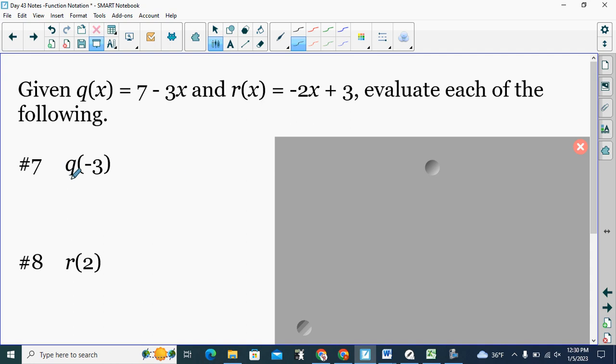Number 7 asks for q of negative 3. So we're going to q of x and we're replacing the x with a negative 3. 7 minus 3 times negative 3. Looks like we have this subtraction and then multiplication. Remember order of operations. Parentheses, exponents, multiply and divide, add and subtract. We multiply before we subtract. So I need to do negative 3 times negative 3. Negative times negative is positive 9. Bring my 7 down. 7 plus 9 is 16.